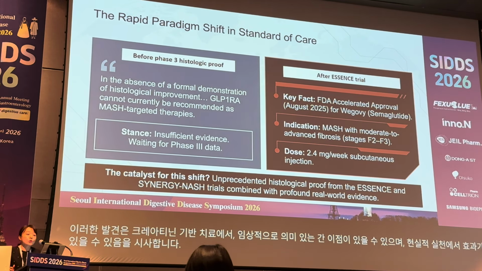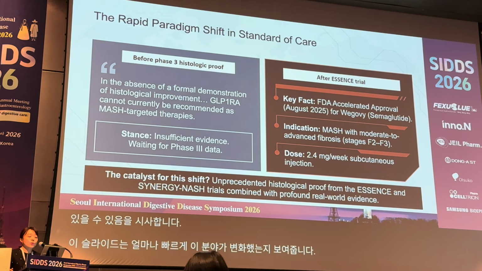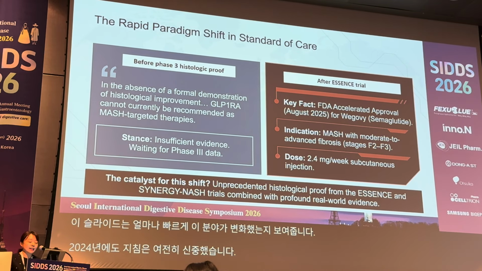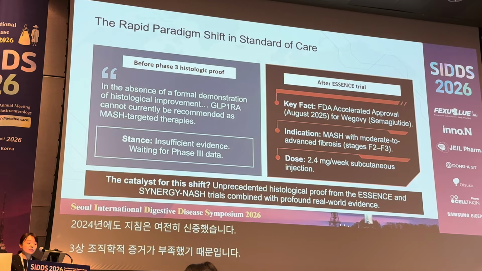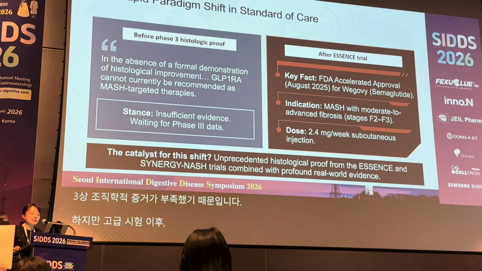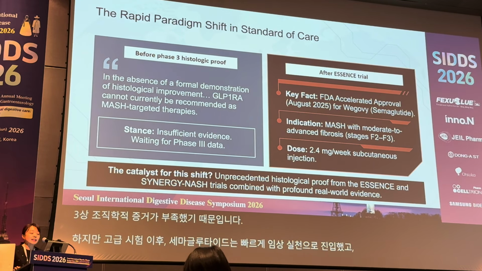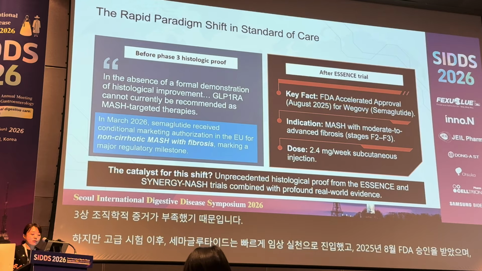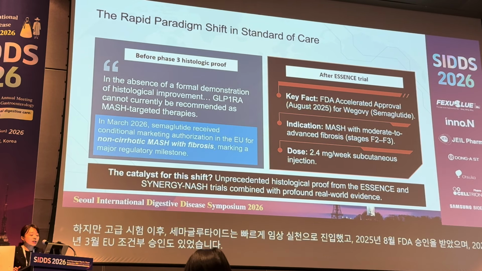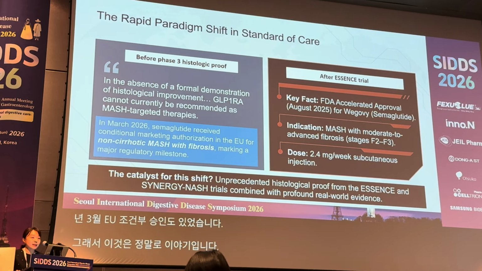This slide shows how quickly the field changed. In 2024, guidance was still cautious because phase 3 histologic evidence was lacking. But after the ESSENCE trial, semaglutide moved rapidly into clinical practice, with FDA approval in August 2025 and EU conditional authorization in March 2026. So this is really a story of rapid translation from evidence to implementation.